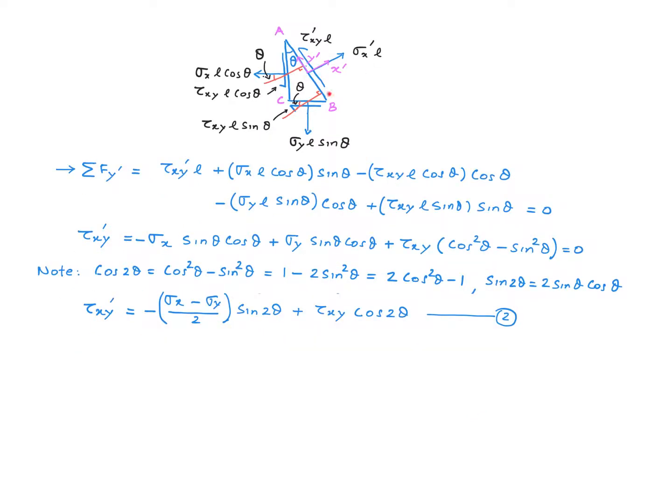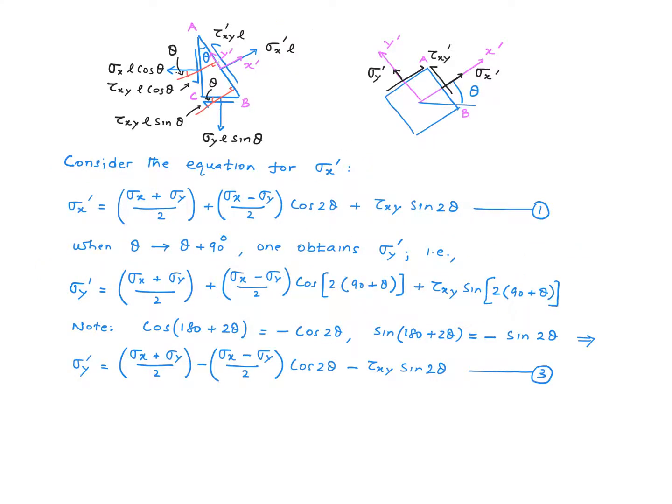Now we sum up the forces in the y prime axis. Again, the details are easy to follow, so I'll let you follow the details. We end up having this equation for tau xy prime. Now we need to establish an equation for sigma y prime. We got the x prime axis by rotating the x axis in the counterclockwise direction through an angle of theta, right? Now if I rotate this by another 90 degrees, I'm going to get the y prime axis, the axis that we are interested in, right?